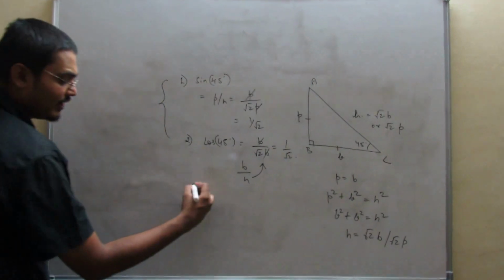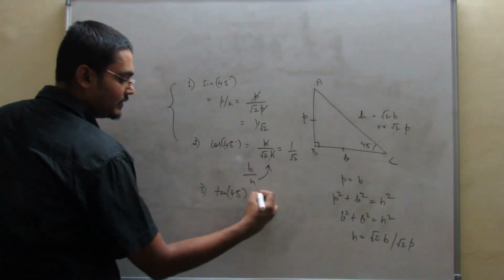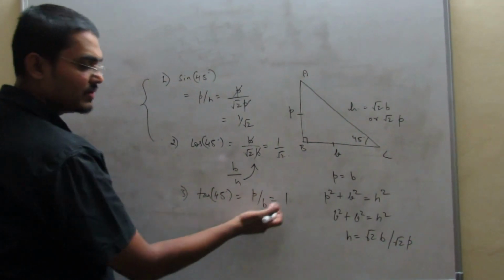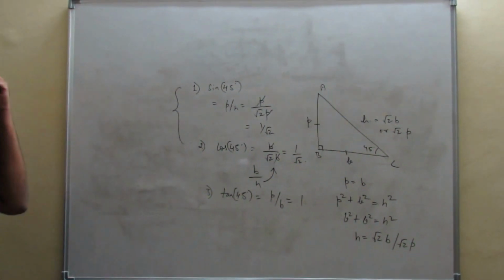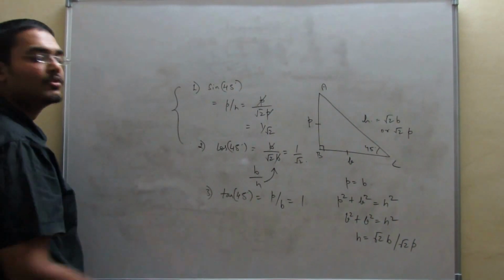If I talk about tan 45, the third ratio, this would be perpendicular upon base. They are all equal, so 1. P is equal to b, so it gets cancelled out. So tan 45 is 1, and if we divide sin 45 by cos 45, we get 1. So that is proved also.